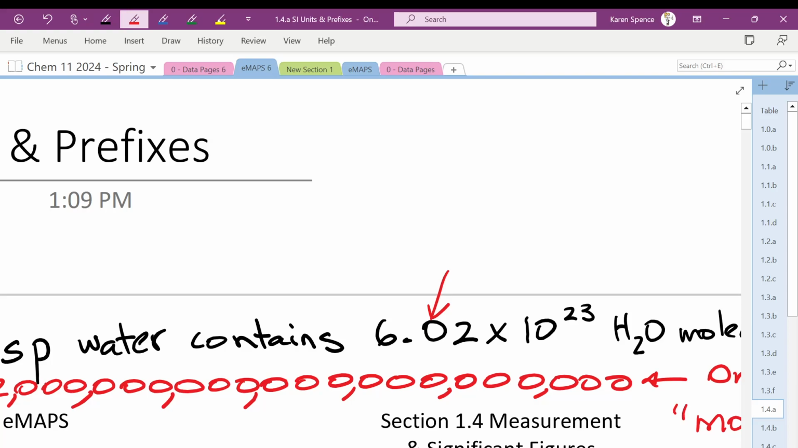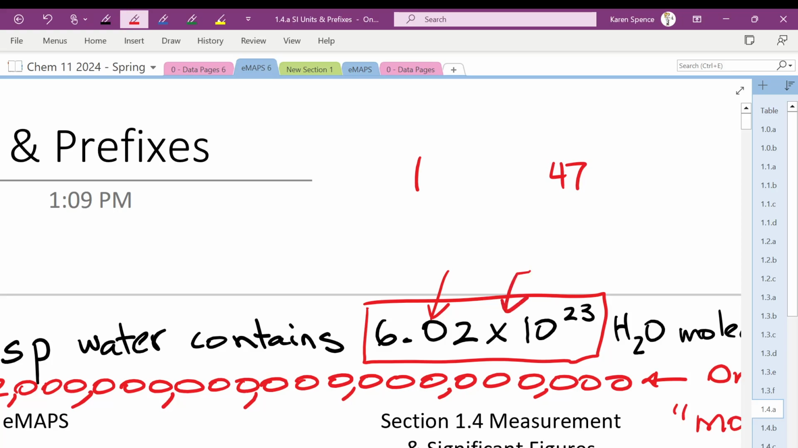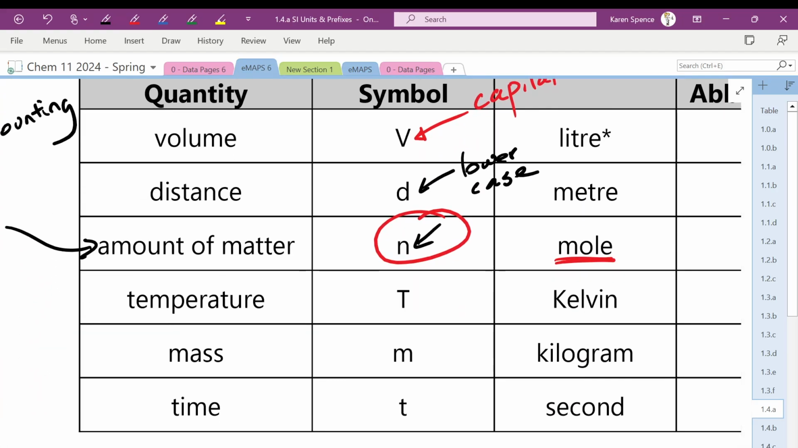What is that thing? That thing is something that starts with an N. What's that? It's a number. Okay? So, what does this N probably stand for? It stands for a number, and that number is measured in moles. Okay?